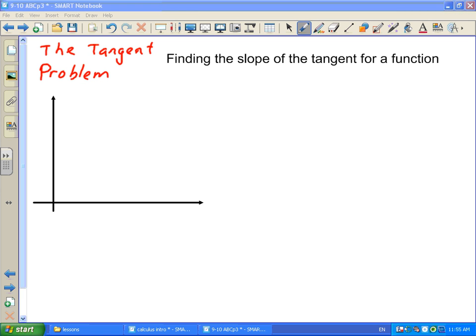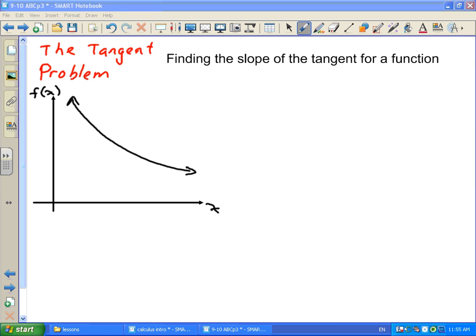Okay. So I've drawn myself an xy axis here. We're going to have x down here. We're going to have f at x or y up on the vertical axis. And let's say we've got some curve that looks like this.